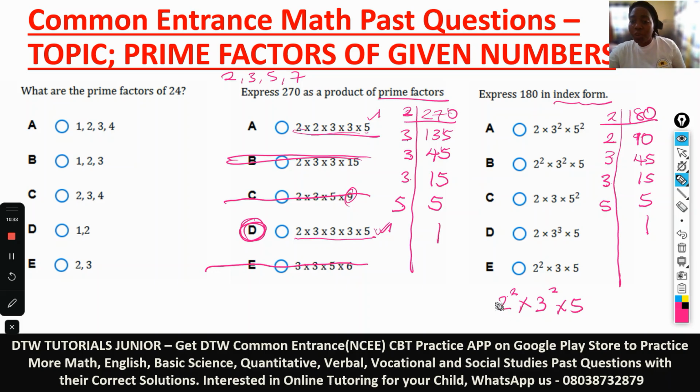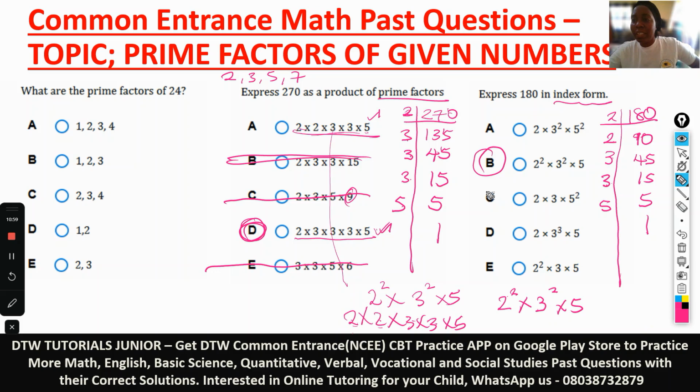Instead of you writing 2 times 2 times 3 times 3 times 5, you write it in index form, raised to the number of 2's you have. You have 1 and 2. So this will be 2 raised to power 2. You have 3 and 3. This will be 3 raised to what? Power 2, and you have just 5. So this would be our answer, and our right option here is option B. Do you see that? Okay, so this is our right option.